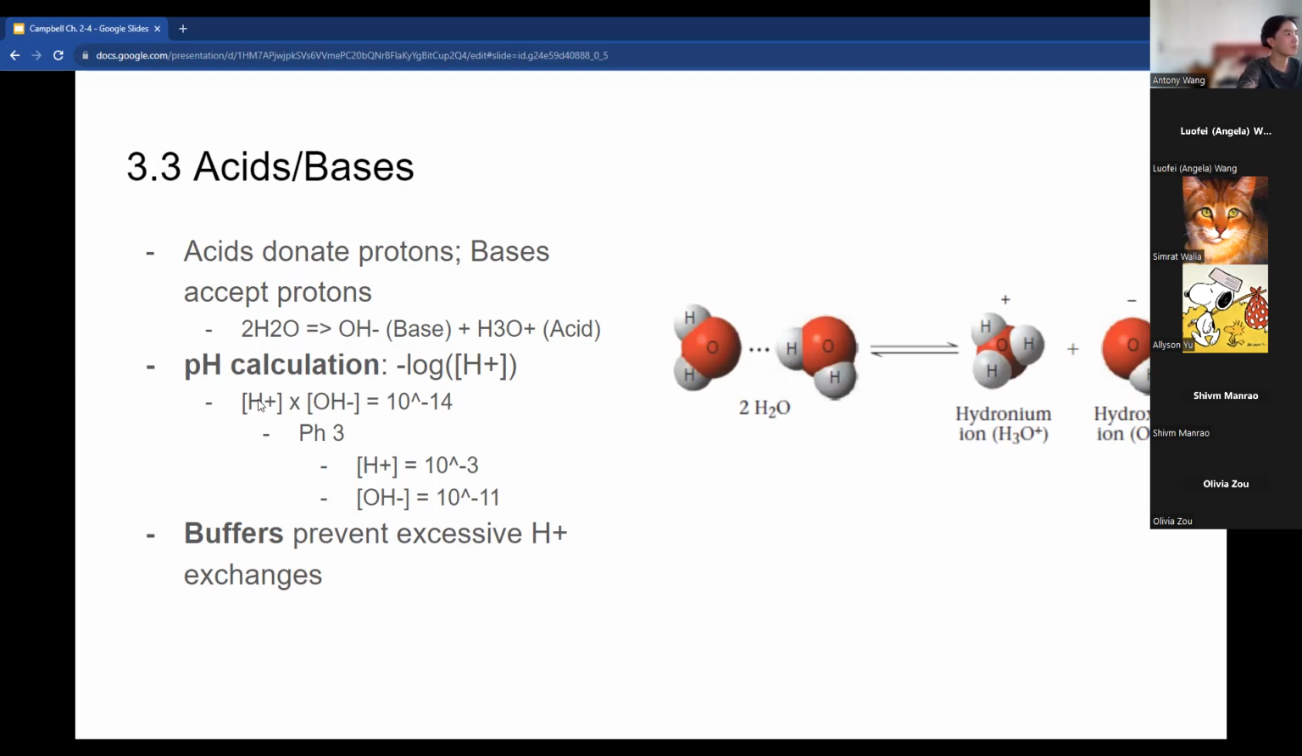Another interesting thing: the concentration of hydrogen multiplied by the concentration of hydroxide equals 10 to the power of -14. So what that means is that if your hydrogen concentration is 10 to the power of -3, then your hydroxide concentration will be 10 to the power of -11. So, okay, let me quiz you guys. Let's say you have a solution with a pH of 5. What is the hydroxide concentration of the solution?